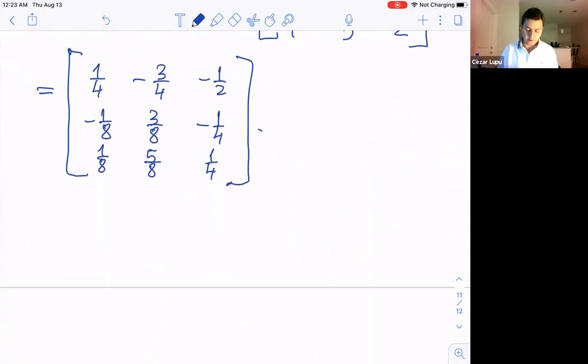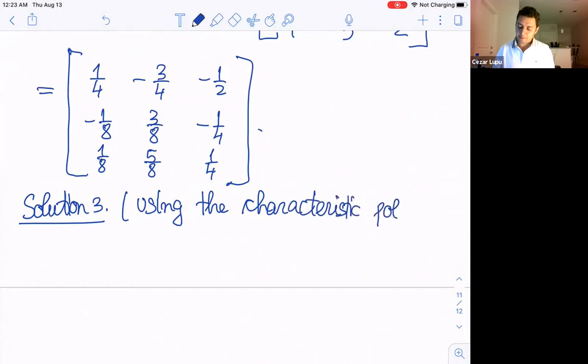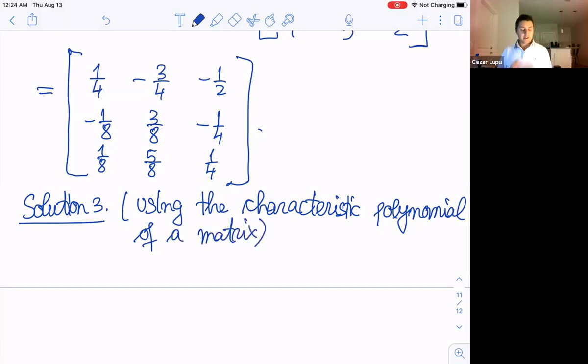Anyway, now let's see the third solution. And this one is a beauty. Using the characteristic polynomial of a matrix. And you will see that here there is no need for us to compute the eigenvalues of a matrix. We just need to compute the characteristic polynomial.